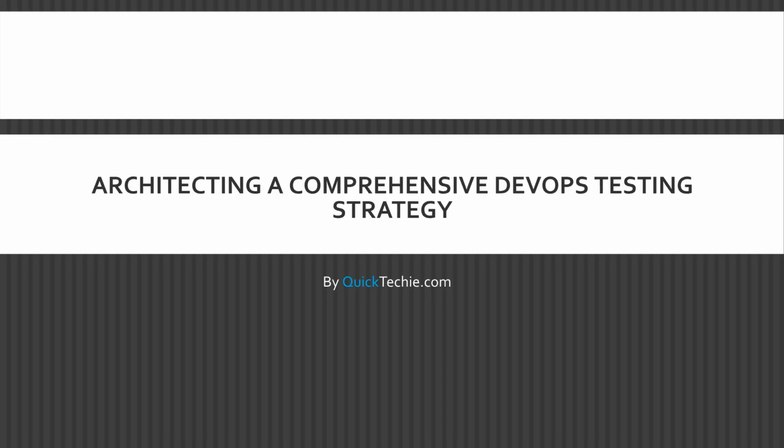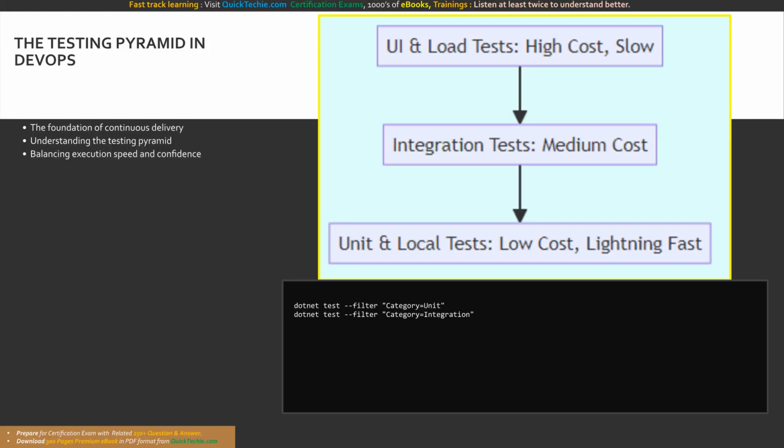Today, we focus heavily on the cornerstone of continuous delivery, designing a comprehensive testing strategy that encompasses local tests, unit tests, integration testing, and Azure load testing. Designing a comprehensive testing strategy is the absolute foundation of reliable continuous delivery.